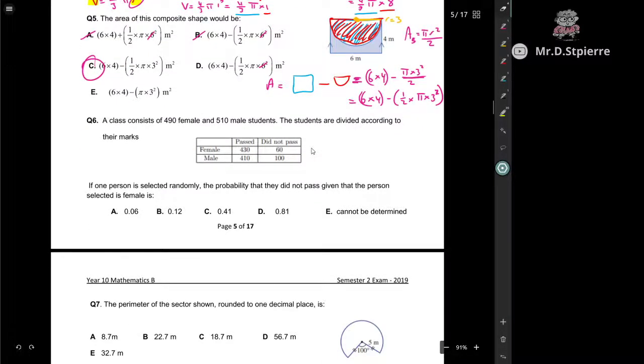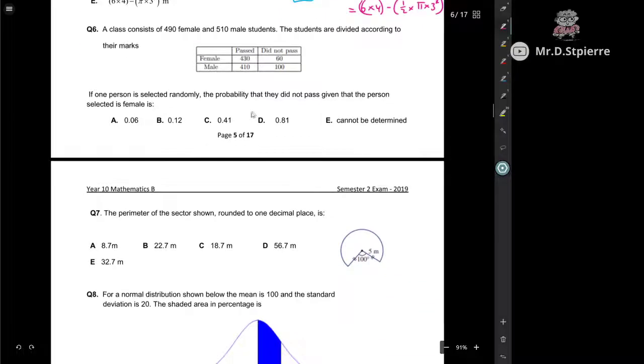Question 6. A class consists of 490 female students and 510 male students. The students are divided according to their marks, as per this table. If one person is selected randomly, the probability that they did not pass given the person selected is female is. Okay, so we're trying to find the probability that they did not pass, given that the person is female.